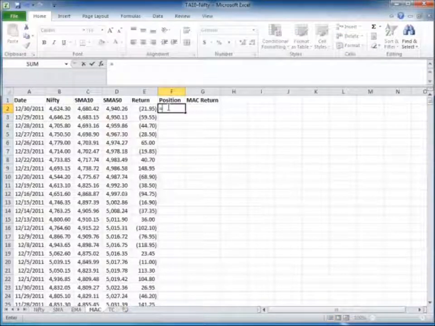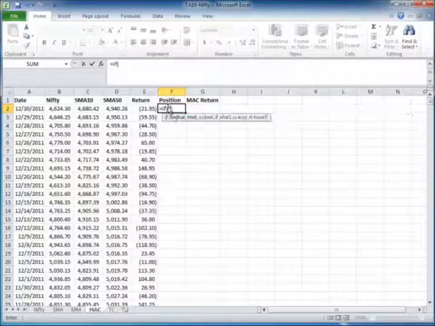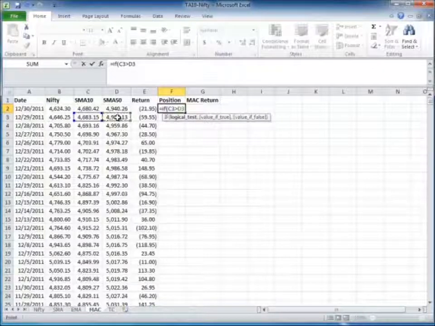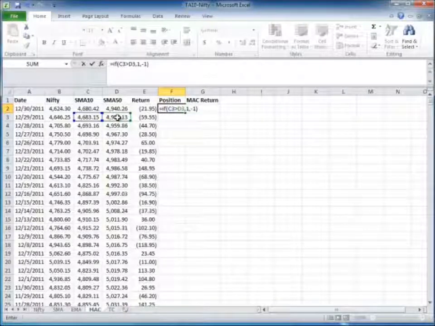We'll be using the if function. So it will say if the simple moving average, SMA 10, is greater than the longer moving average, SMA 50, then I have a long position, which is a 1. And if not, then I'm going to have a short position, which is -1. Okay? Now, if you didn't understand how we did this if formula, again, we just have the condition here, one greater than the other. Then this is what happens if that condition holds. So if C3 is greater than D3, then give me a 1. If it's not greater, then give me a -1. So that's how this works.